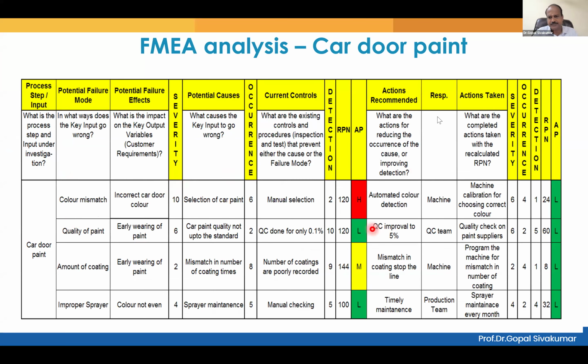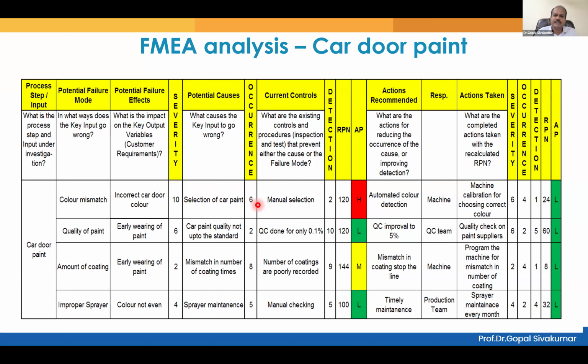If your car door is painted with a different color from the car, definitely no, you will start arguing. You will not accept the delivery, isn't it? Because your car color is red, but door color is yellow. You will not accept. So you have to demand the correction immediately. So severity is 10.